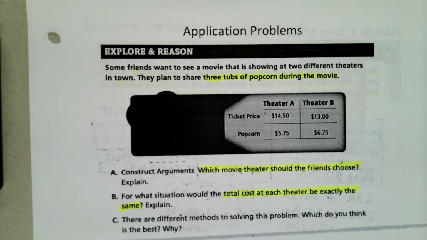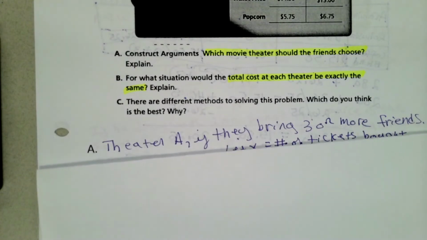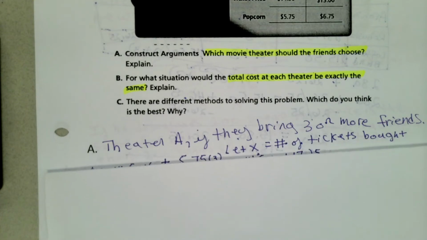Let's talk about why. So first things first, I'll show you A. Well, Theater A, if they have more than 3 friends, I think they should choose that one. That's the kicker. How do I know this? Well, I set up some equations. I let my X be the number of tickets that me and my friends buy.